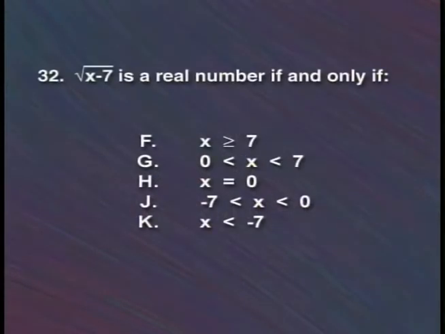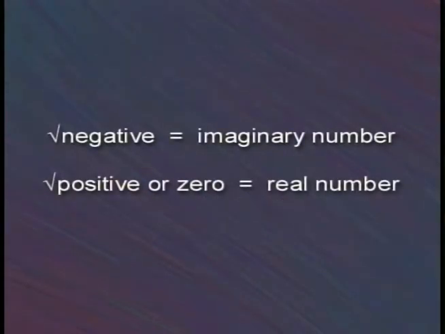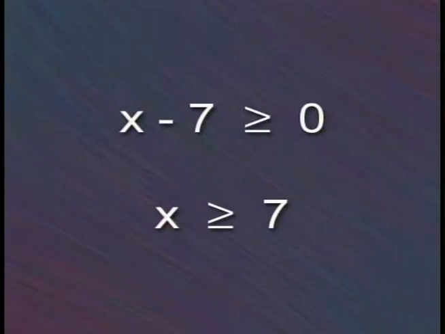Problem 32. The square root of x minus 7 is a real number if and only if... For this expression to be a real number means that it must not be imaginary. Imaginary numbers are produced by taking the square roots of negative numbers. This expression will be imaginary if a value of x makes the expression x minus 7 negative. Thus, the expression will be real only if the value of x makes the expression x minus 7 equal to or greater than 0.